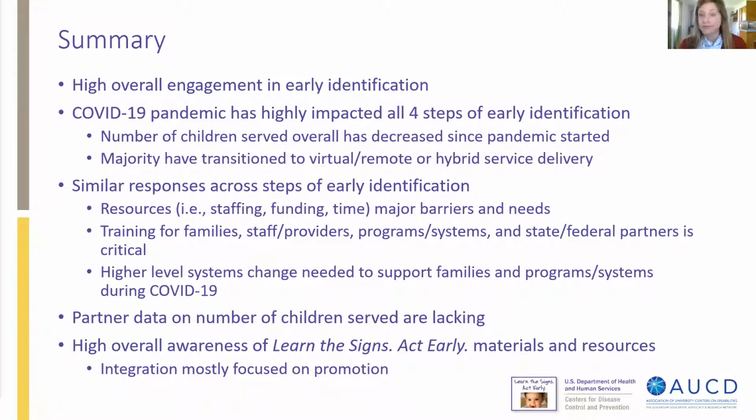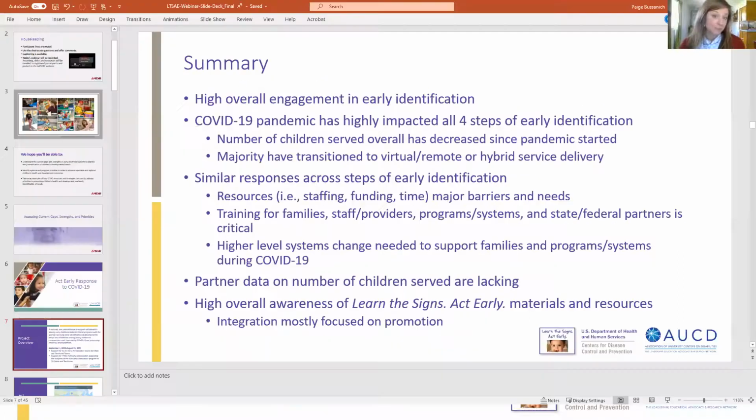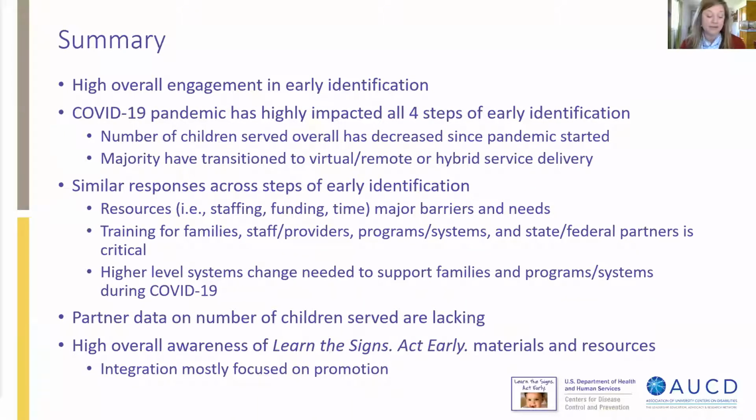For example, resources are major barriers and needs, such as staffing, funding, and time. I think we all know that. And then similarly, training for families, training for staff and providers, training for state and federal partners is critical. A higher level of systems change is needed to support programs and systems, and also to support families during COVID-19. The partner data on the number of children served is lacking across the board.